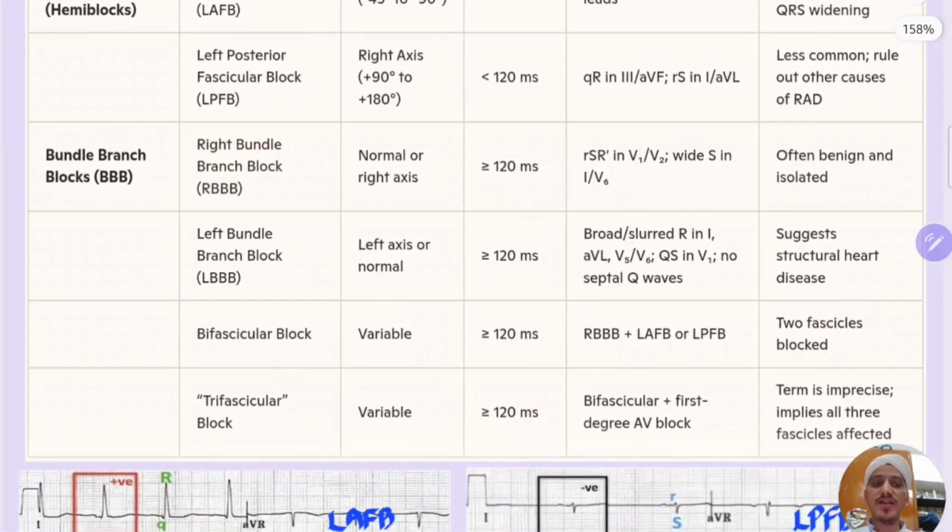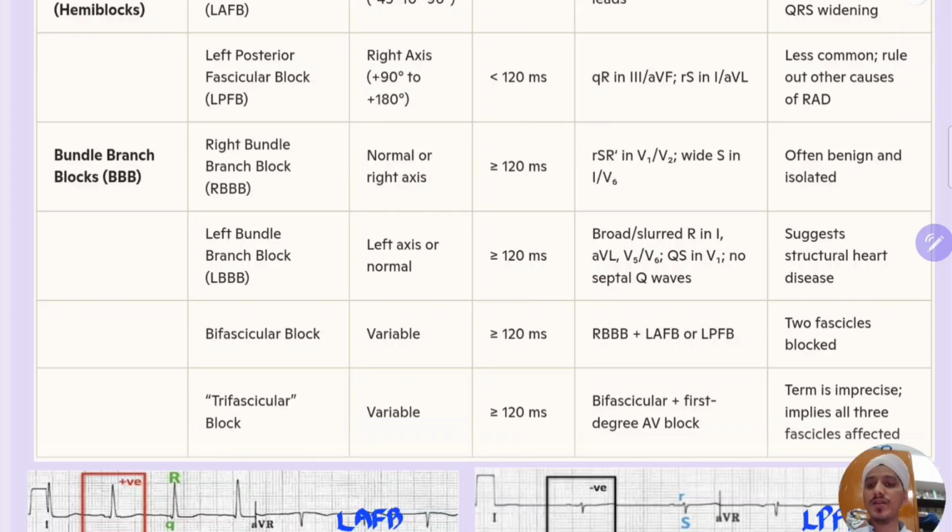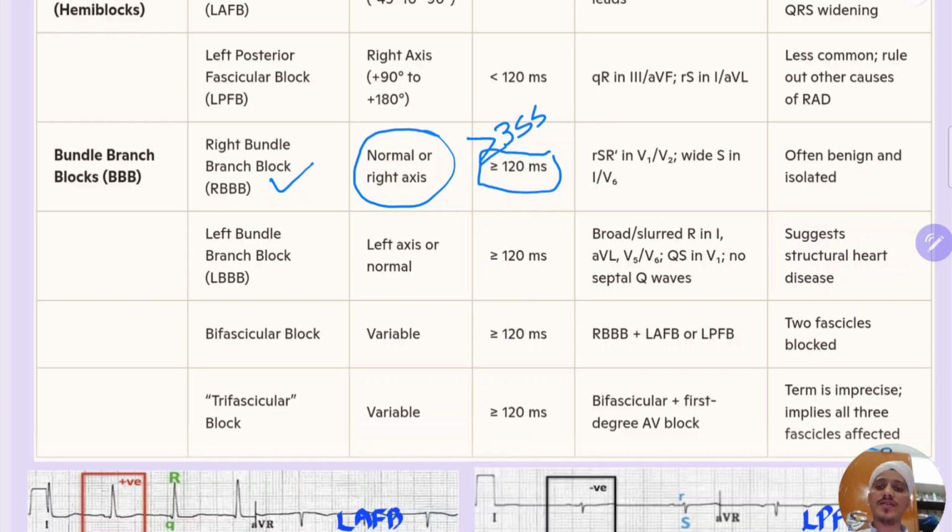Complete bundle branch blocks. So completely the right bundle branch is blocked. So the axis can be normal or it can be right axis deviation, but one thing you see, the QRS complexes can be either 3 small squares wide or more than that, more than or equal to 3 small squares in right bundle branch block. More than or equal to 3 small squares wide QRS you will see in right bundle branch block.